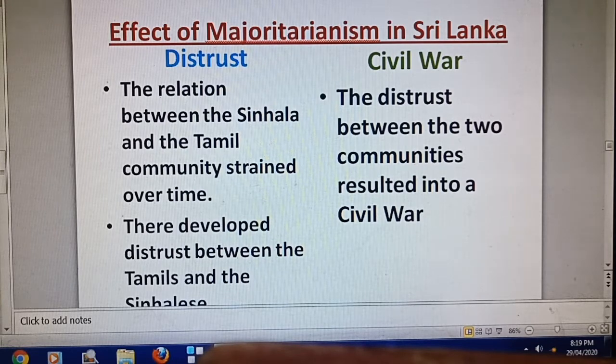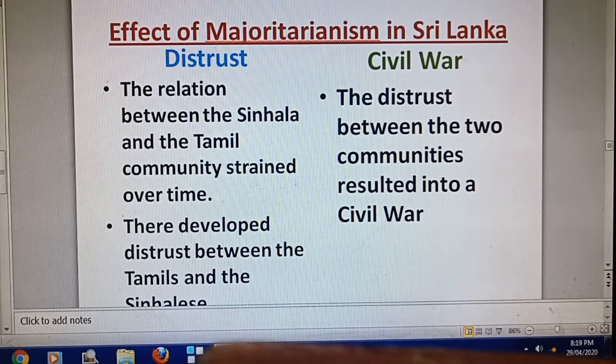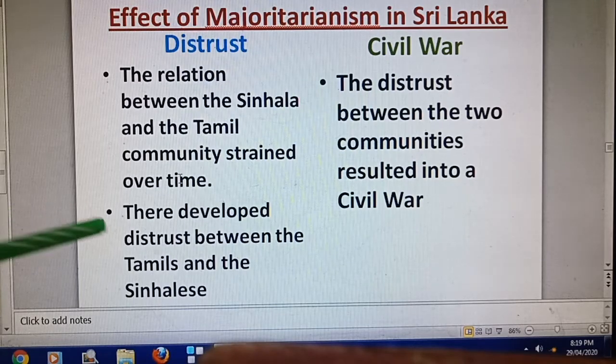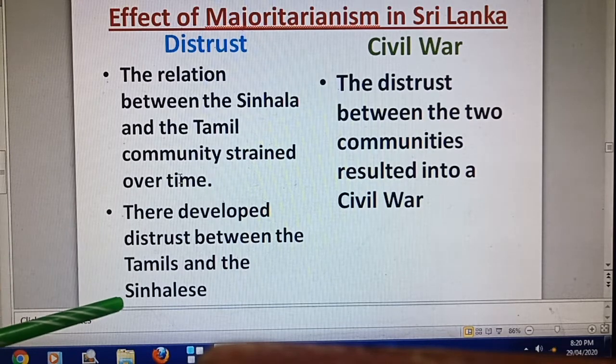Constantly majoritarianism की philosophy को adopt करने के कारण और Tamils को neglect करने के कारण जो Tamil और Sinhala लोगों के बीच का relationship बहुत ज़्यादा strained हो गया. The relationship between the Sinhalas and the Tamil community strained over time. There developed distrust between the Tamils and the Sinhalese. उनके बीच में कोई trust नहीं था.